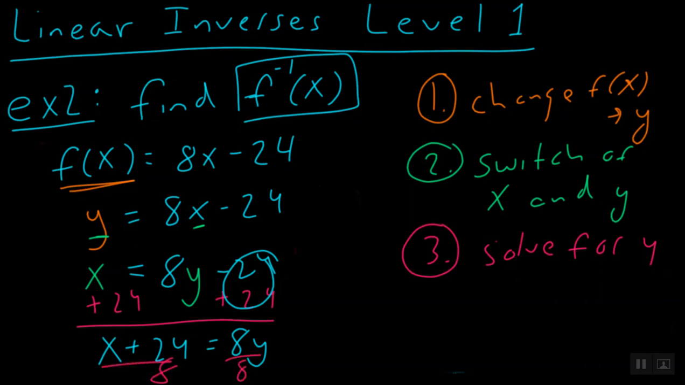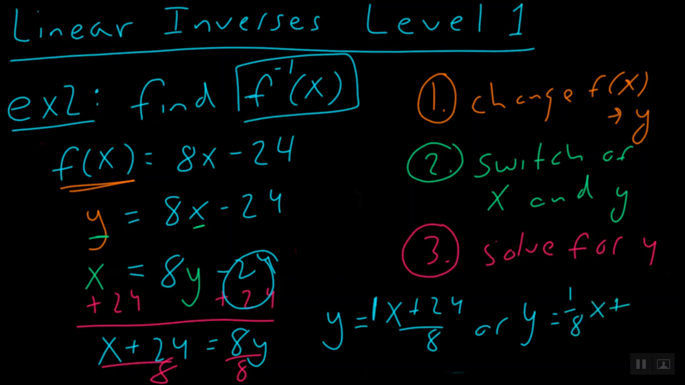Now notice, you could write two things. You could write y is equal to x plus 24 over 8, or y is equal to, remember there's always a 1 in front of the x, so when I split it up I have 1 over 8x plus, and what's 24 divided by 8? Well, of course that would be 3.